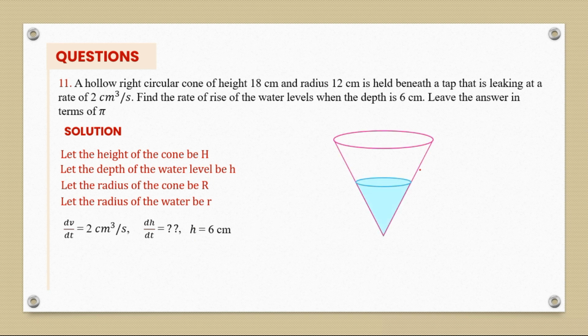Now let's first sketch this. So this is now our cone here, and it is being filled with water. So now we're going to label it. We can see that the radius of the cone is 12 centimeters as given, and the radius of the water, we're going to label as small r, as we've stated. Then we can see that the height of the cone is 18 centimeters. That was given to us. And then we're going to have the height of the water, and we're going to label that as h.